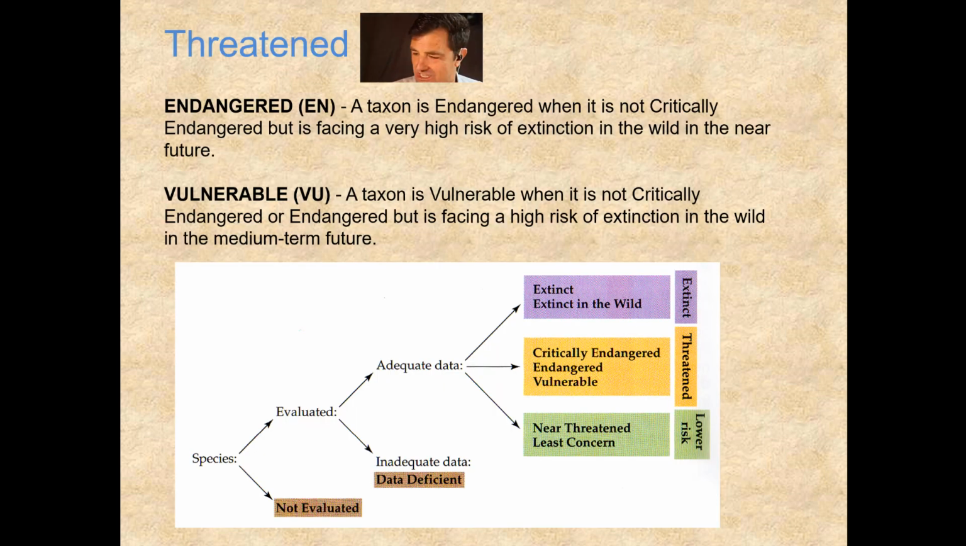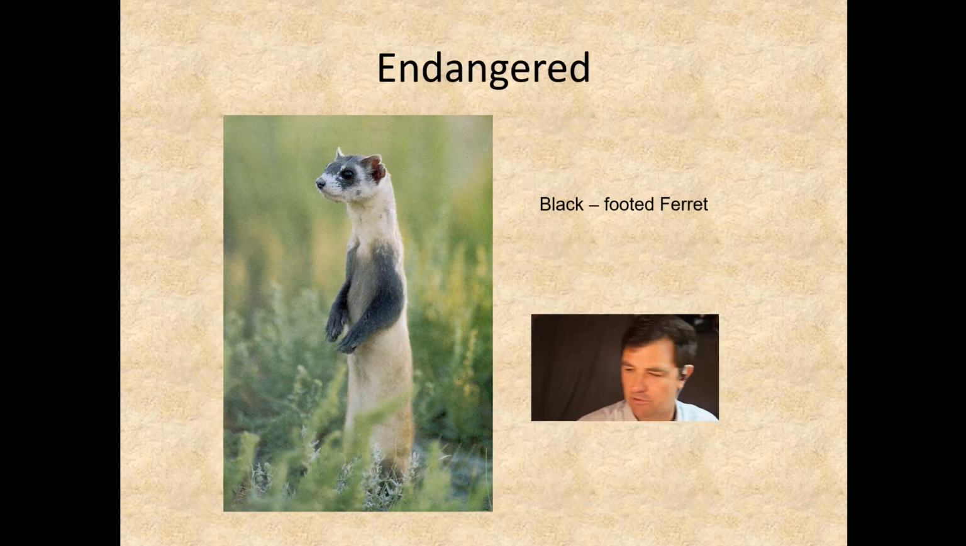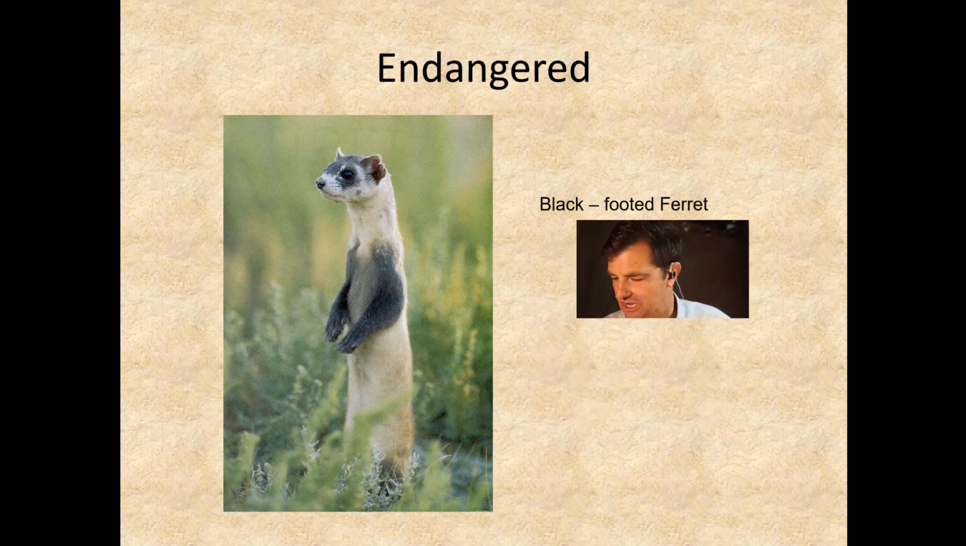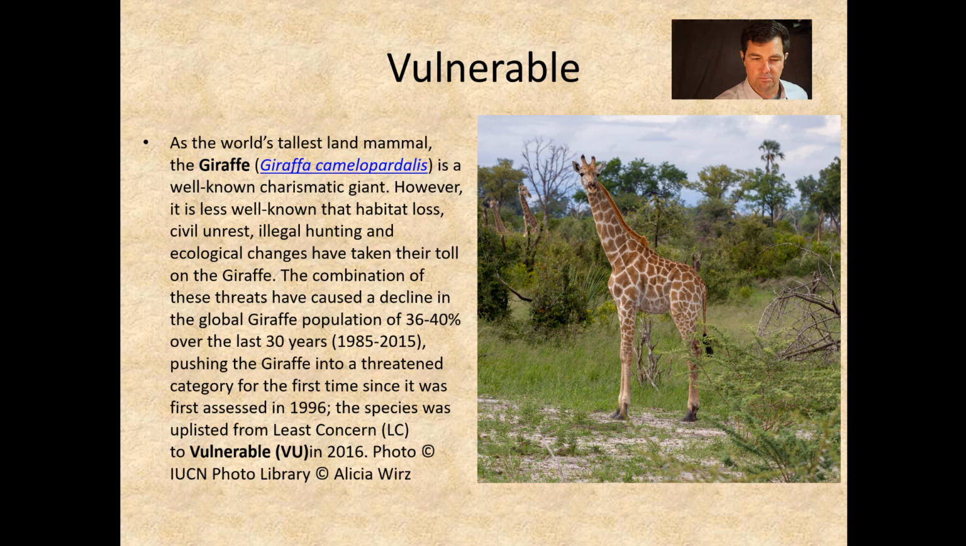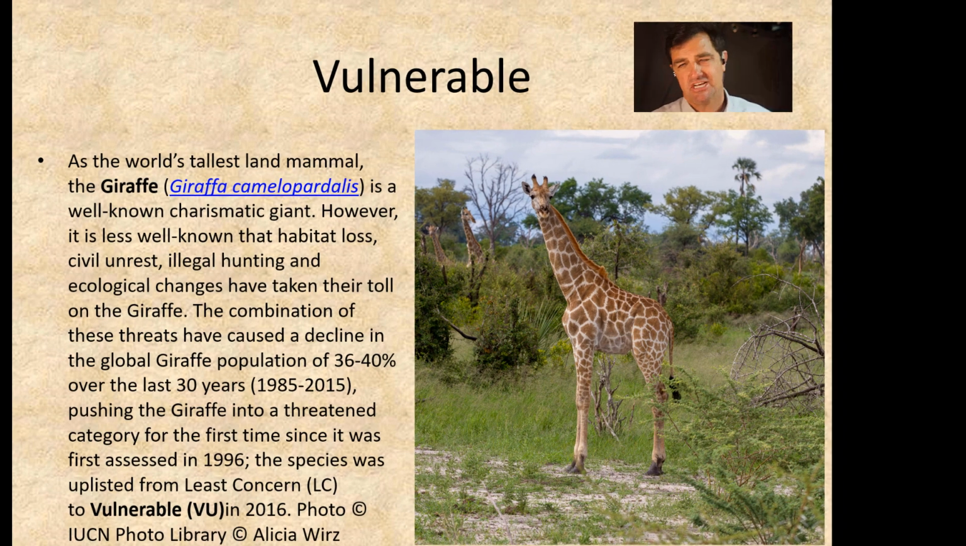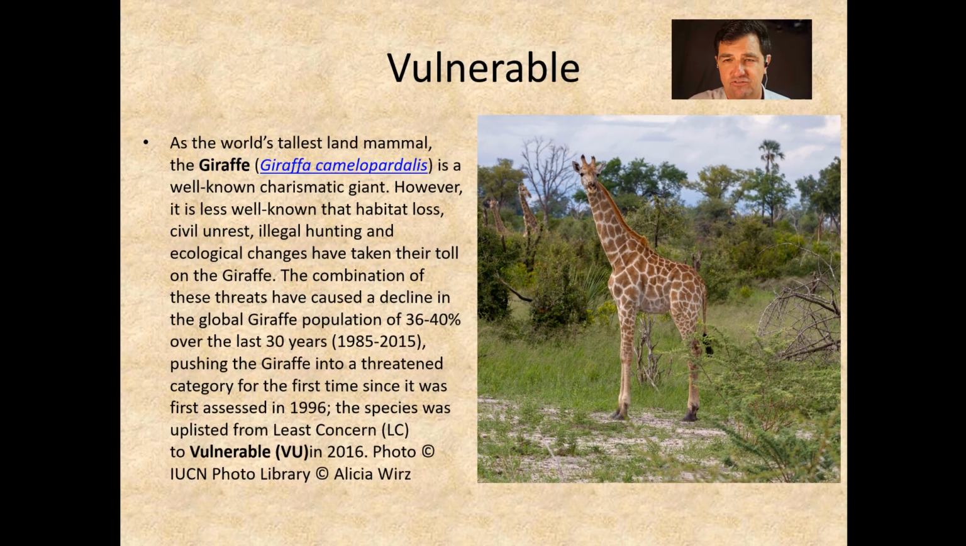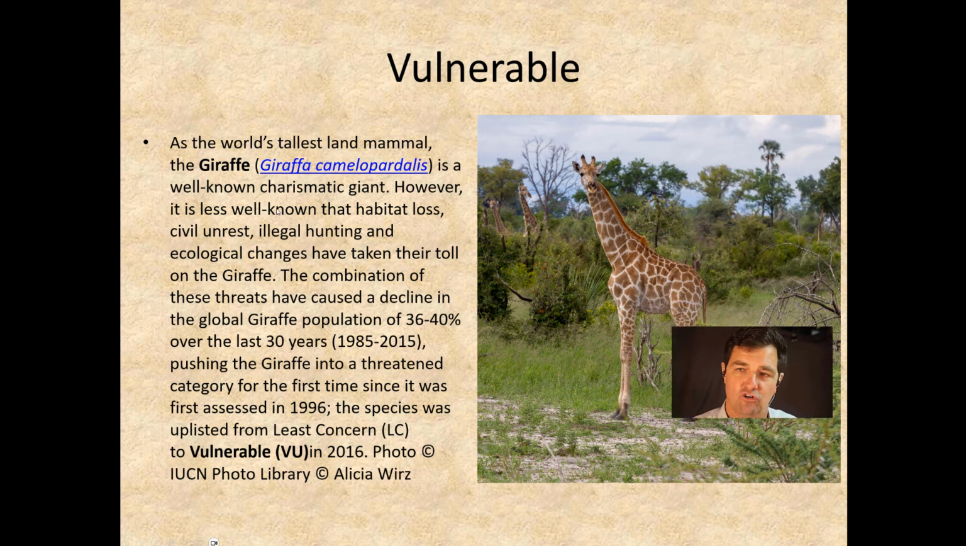So also in the threatened category, we have endangered, and we also have vulnerable. This black-footed ferret, which we have in the United States, is considered an endangered species, as an example. Vulnerable would be something like this giraffe. Historically, giraffes were all considered one species, and there were 8 or 9 subspecies of giraffes. In general, giraffes are considered to be in the vulnerable category.